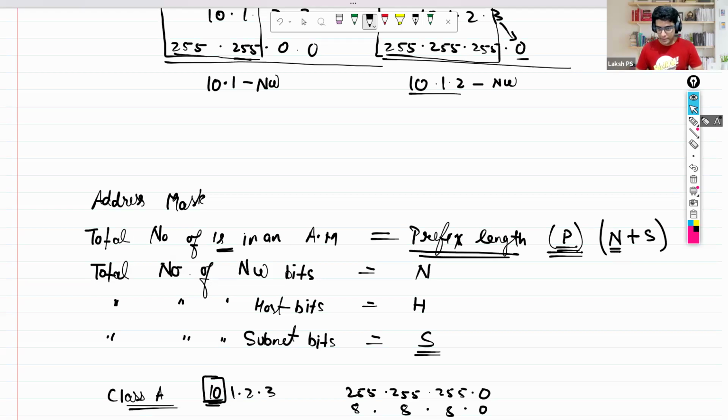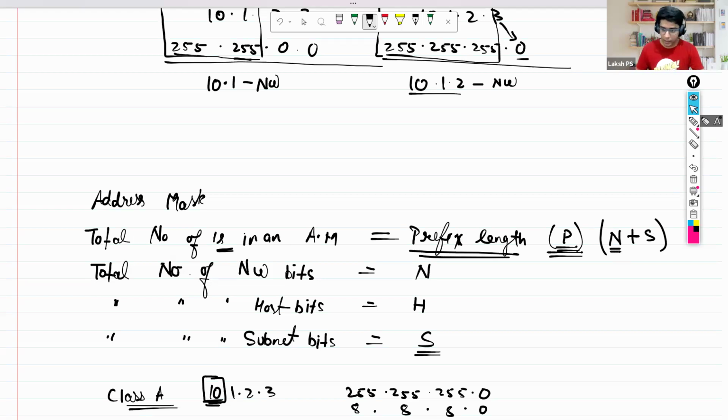The network bits are nothing but the bits that are based on the classes. Class A has 8 network bits, Class B has 16 network bits, and Class C has 24 network bits. Other than these network bits, whichever zeros of the host part are converted into ones are called subnet bits.